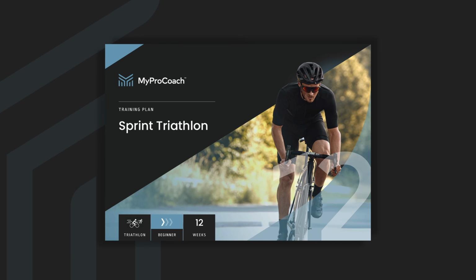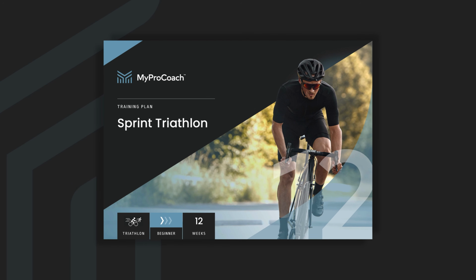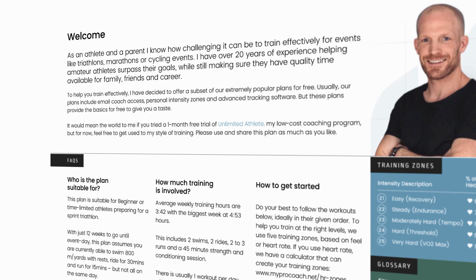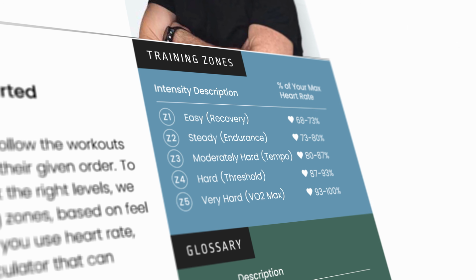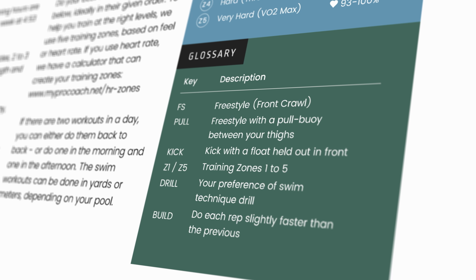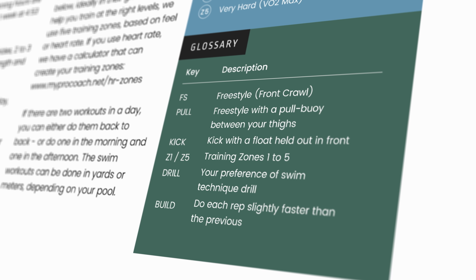So let's take a closer look at one of the free training plan PDFs. They all start with a welcome page that provides easy to follow guidance to help you follow your workouts. You'll see there's a training zones guide in blue and a glossary in green describing any abbreviations that I use in the workouts.